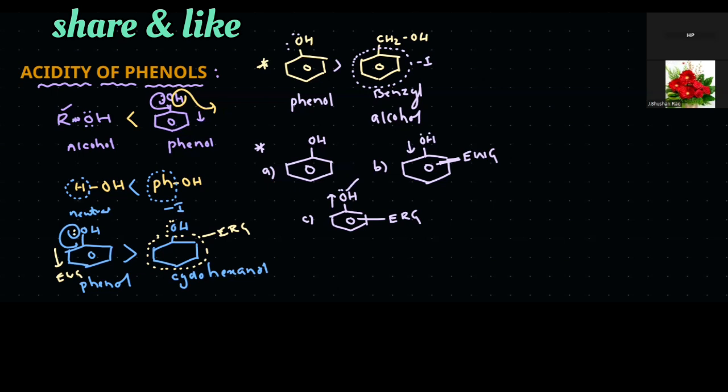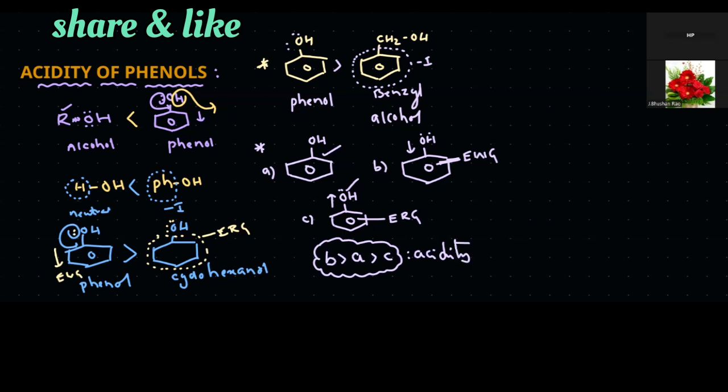Now, if any electron withdrawing group is attached to the given phenol, that is always more acidic than compound A. Why? Because there are no electron withdrawing or releasing groups present on compound A. It is neutral compared to these two. So first, the electron withdrawing group containing phenol is more acidic than A. A is more acidic than C. So this is the acidic strength of phenols. This is the acidity of phenols. Okay.